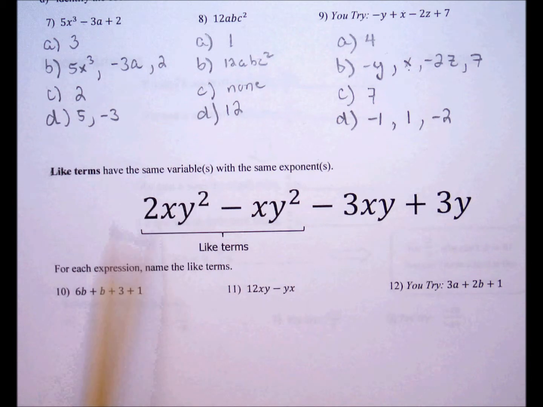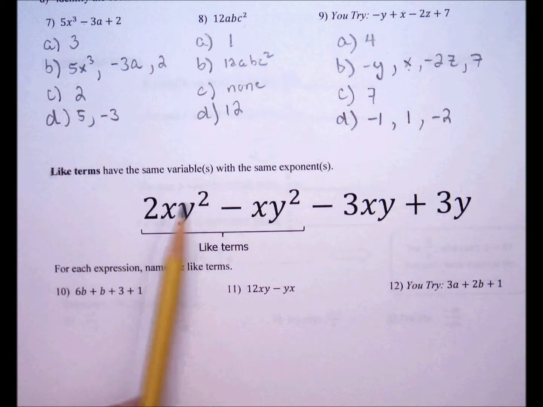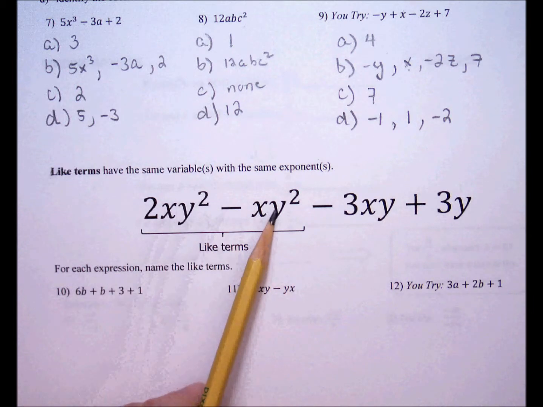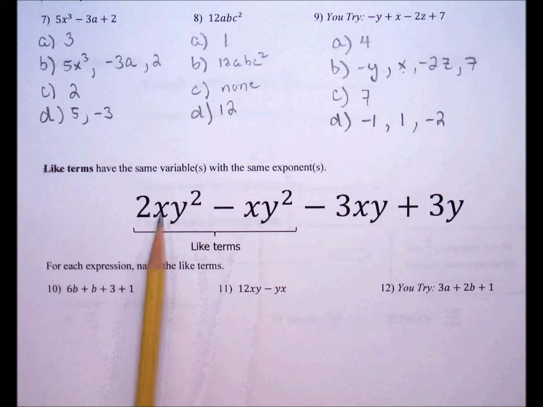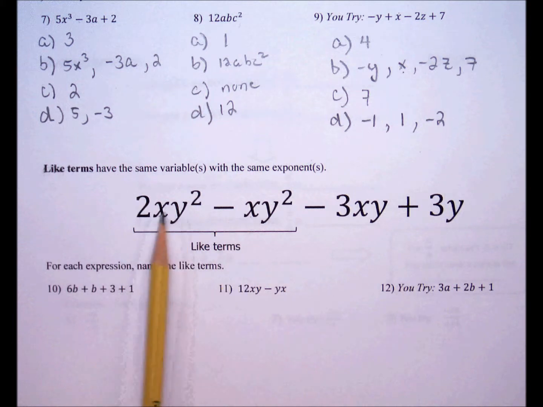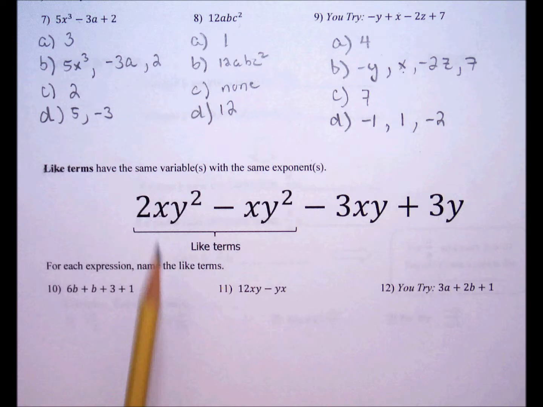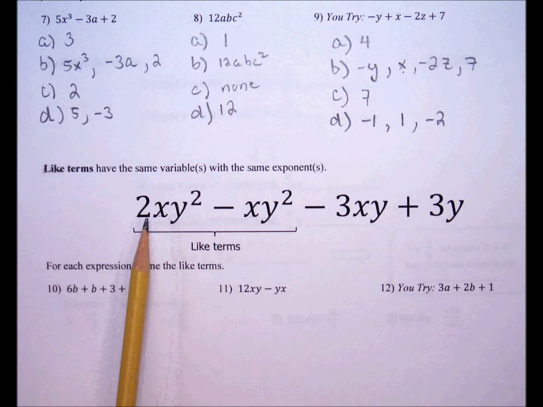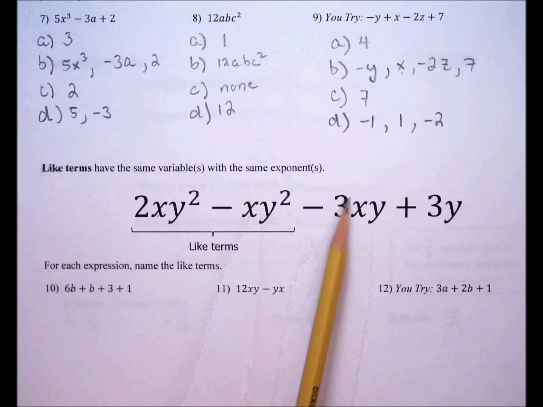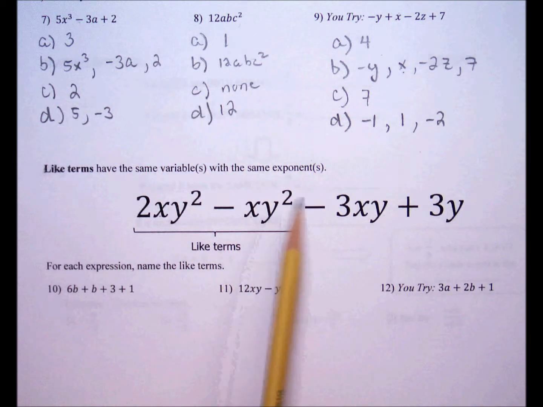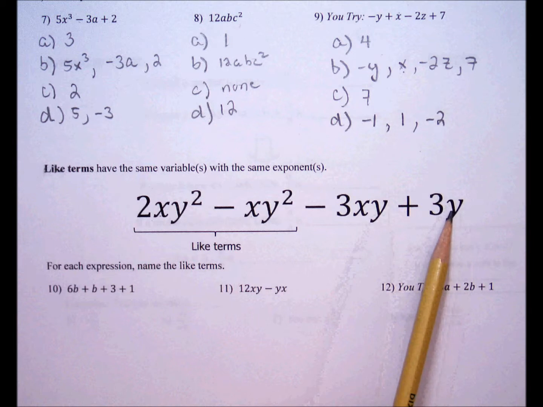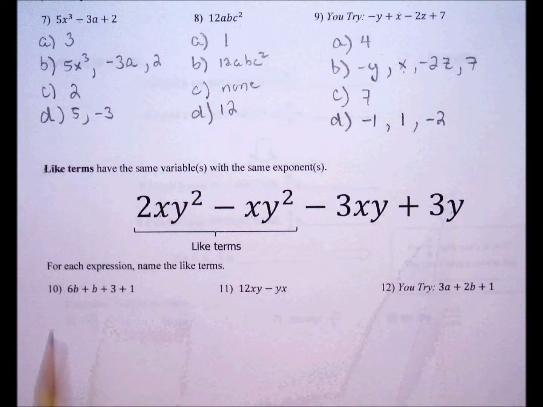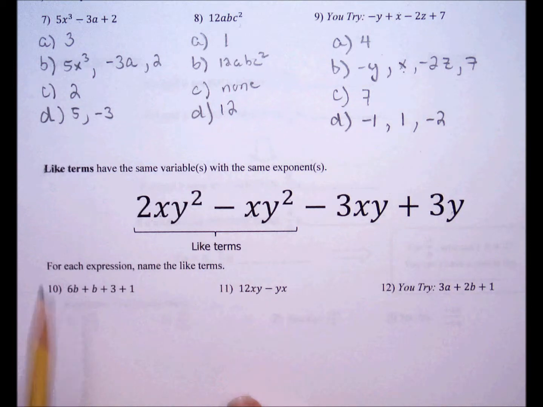All right. Now we have like terms. Now look at this expression. We've got some x's and y's. Like terms are terms that we can combine later on when we're evaluating expressions or simplifying expressions. Like terms have the same variables with the same exponents. So let's take a look here. I've made a note that these are like terms. They have the same variables. They both have an x and a y, and the y's both are squared, an exponent or a power of 2. So these are like terms.